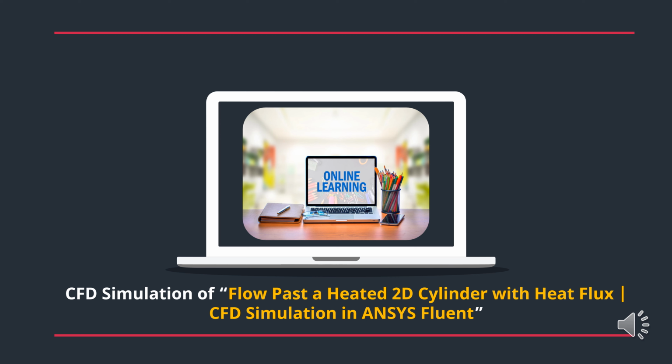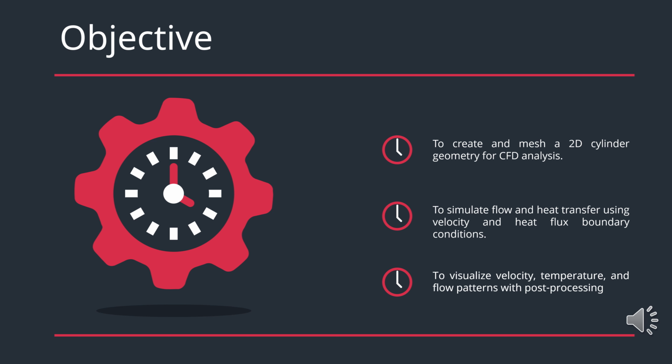CFD simulation of flow past a heated 2D cylinder with heat flux, and the simulation is done with ANSYS Fluent. The objective is to create and mesh a 2D cylinder geometry for CFD analysis, to simulate the flow and heat transfer using velocity and heat flux boundary conditions, and to visualize velocity, temperature and flow patterns with post processing.